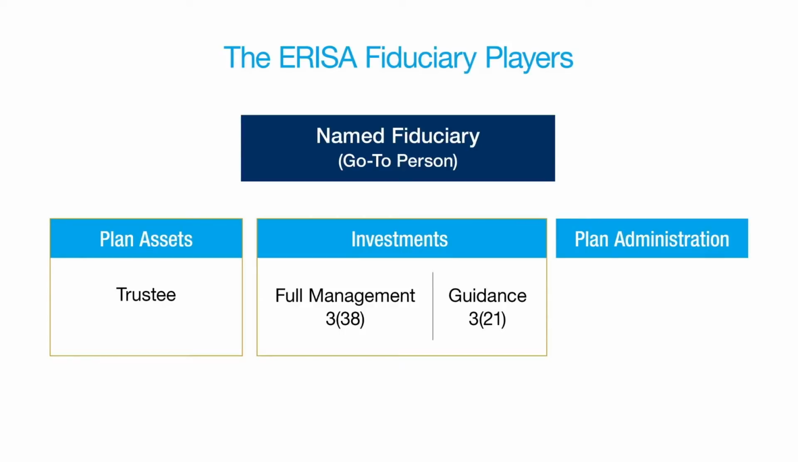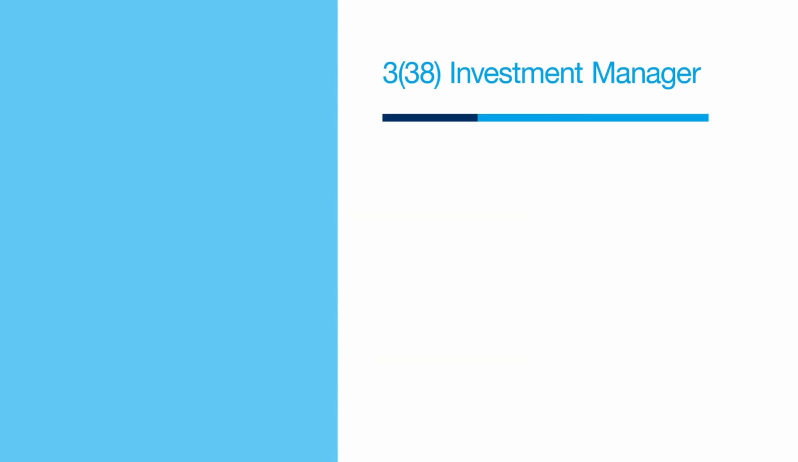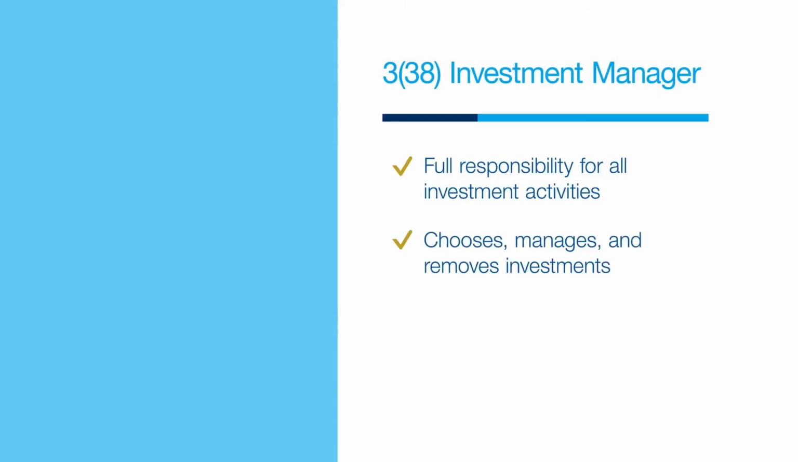There are two levels of fiduciaries for investments. Full investment management, also known as a 338 fiduciary, the number is based on the part of the IRS code, and investment advice or guidance, known as a 321 fiduciary. The 338 investment manager does exactly what their title implies: manage the investments. They have full discretion and responsibility over all aspects of the investments, including the ability to monitor, choose, change, and remove investments within the plan.